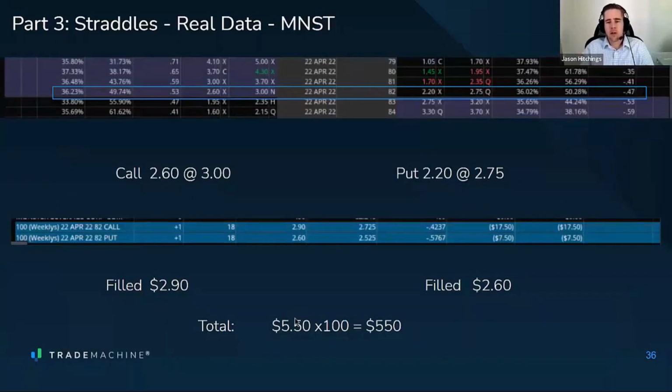And I'm just going to do a single contract just to make it real. Single contracts are a little easier to see the P&Ls on. The markets were 2.60 at 3 and 2.20 at 2.75, and I got filled at 2.90 at 2.60. So my overall position is costing me $550 to hold this straddle.